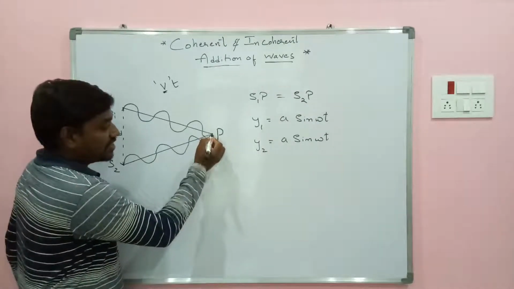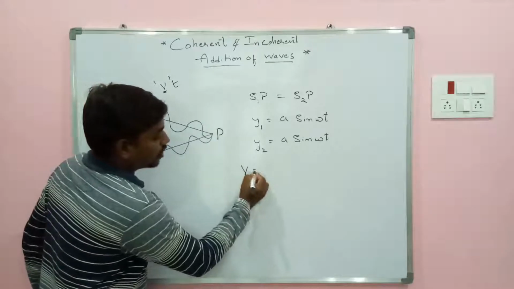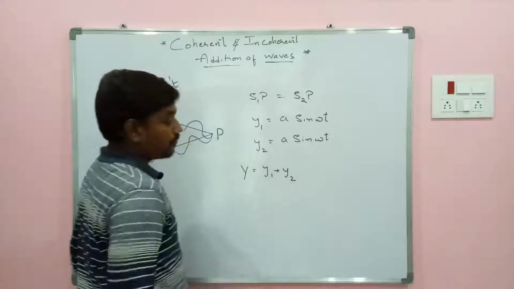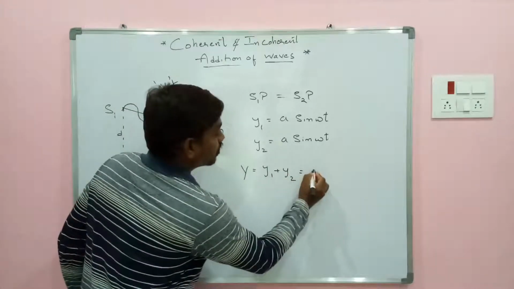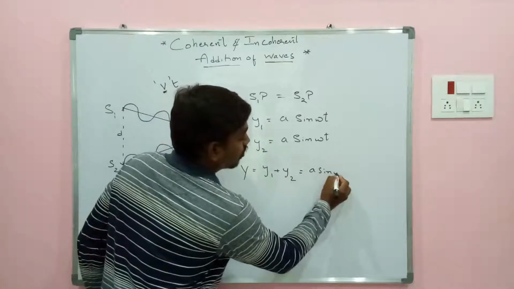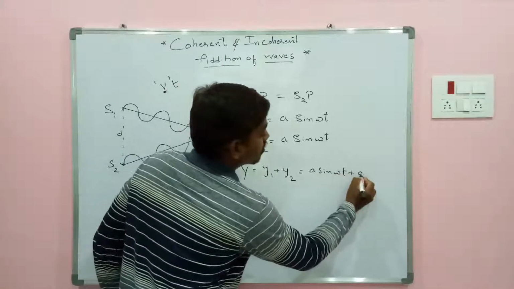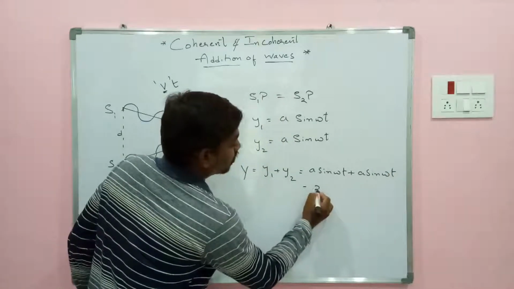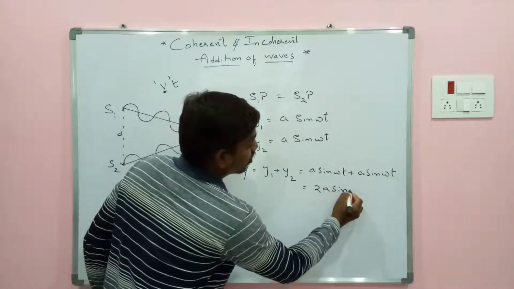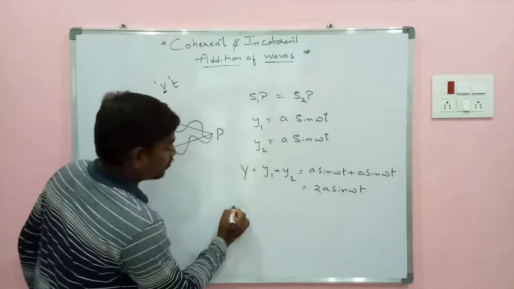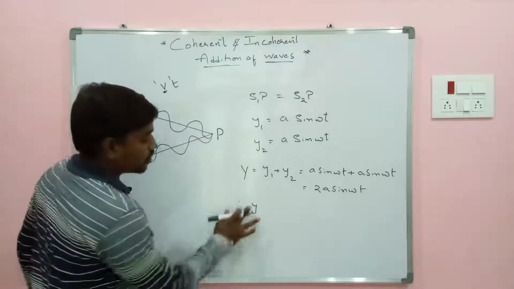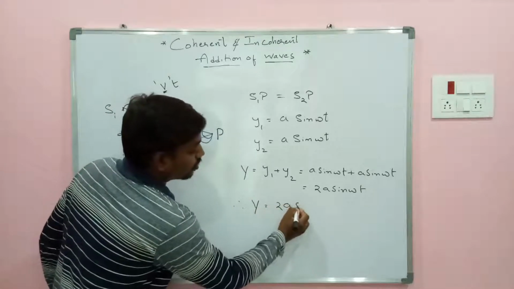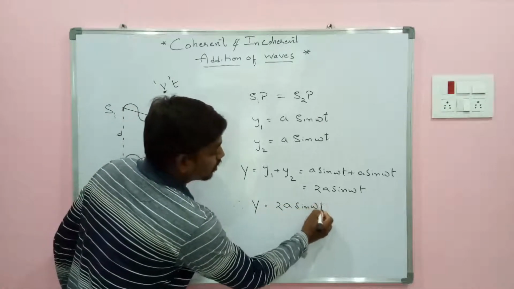So the resultant is given by Y equals Y1 plus Y2, that is nothing but A sine omega t plus A sine omega t. I'll be getting 2A sine omega t. Therefore the resultant wave equation is given by Y equals 2A sine omega t.